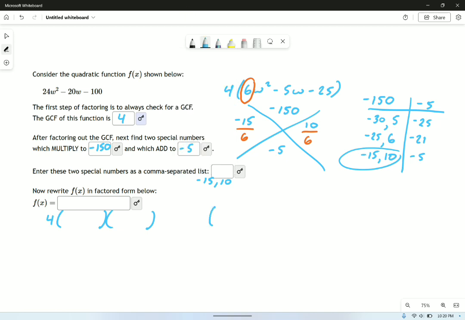So I've got x minus 15 over 6 times x plus 10 over 6. Now that's not the right answer. We have to simplify these. This one simplifies to, let's see, 5 over 2. This one simplifies to 5 over 3. Yep, did that right. This is still not the right answer. There's one more little step.